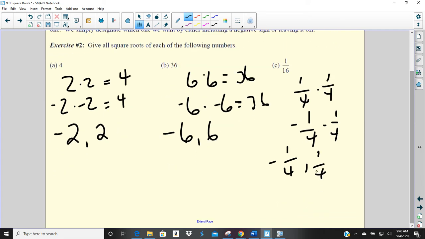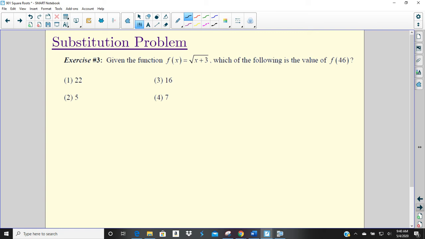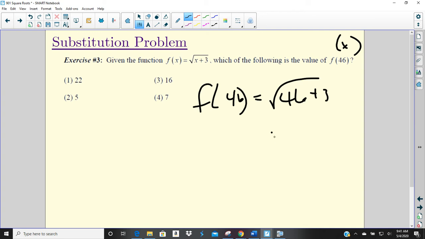Okay. All right. So let's go to question 3, which is a substitution problem. Given the function f of x equals square root of x plus 3, which of the following is the value of f of 46? Remember, when we have f of, that's going to replace the x. So let's go to f of 46 equals square root of 46 plus 3. Well, underneath the radical is always considered a parenthesis. So clean up the parenthesis first and then do the math. So 46 plus 3 is 49, and the square root of 49 is 7. So the correct answer here is 4.